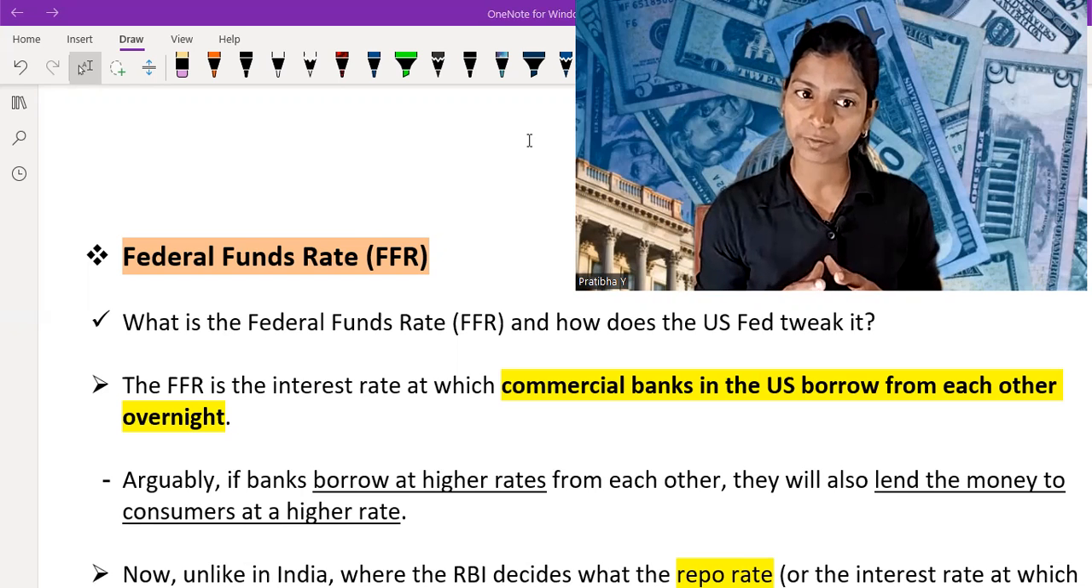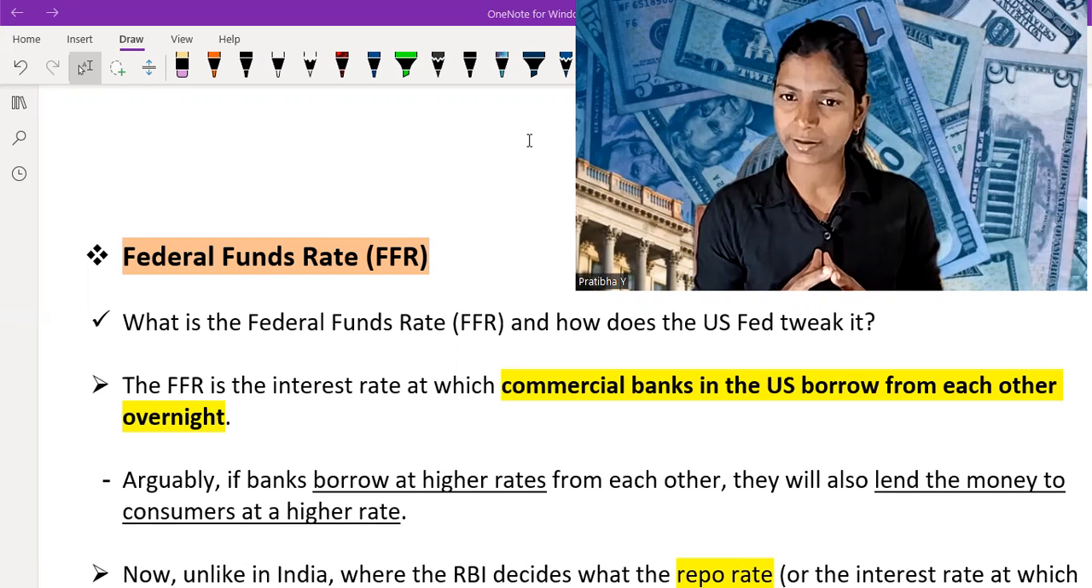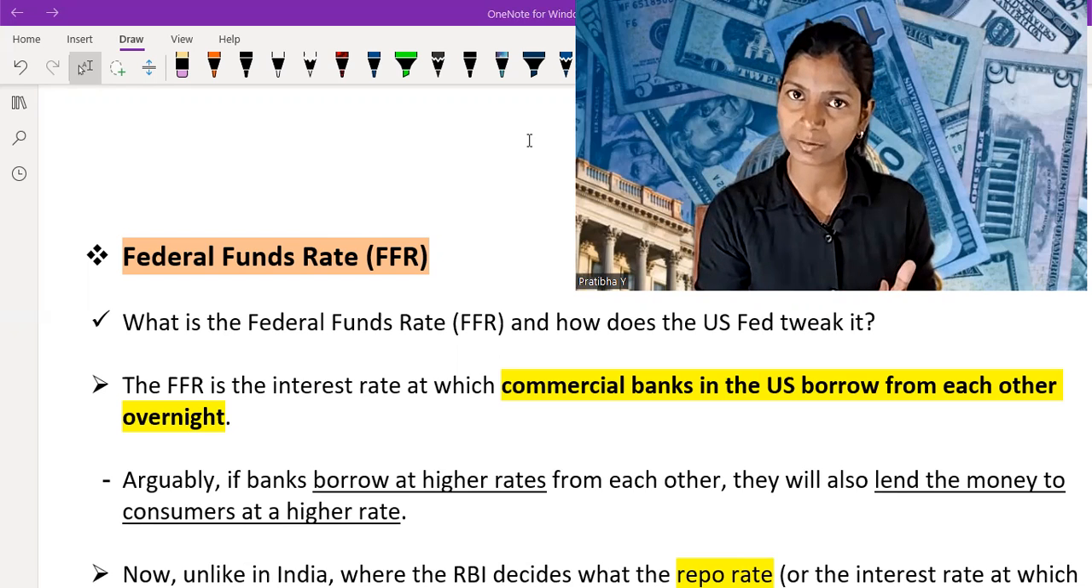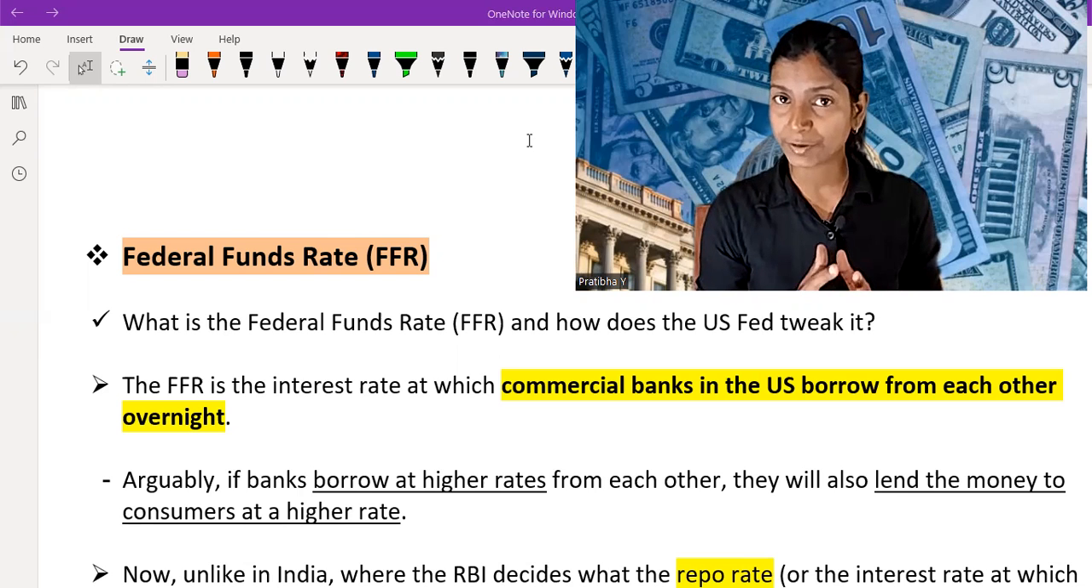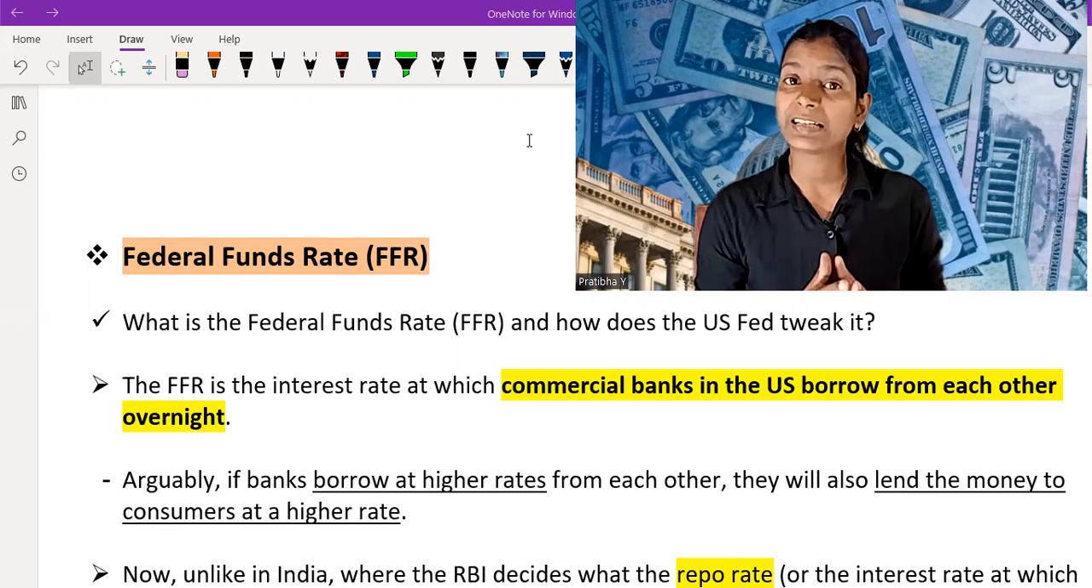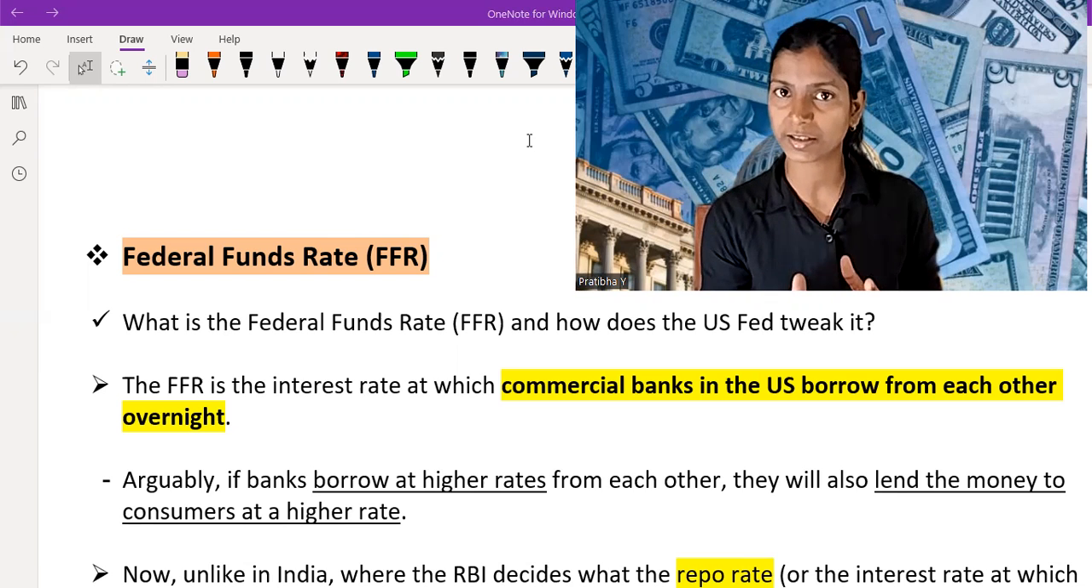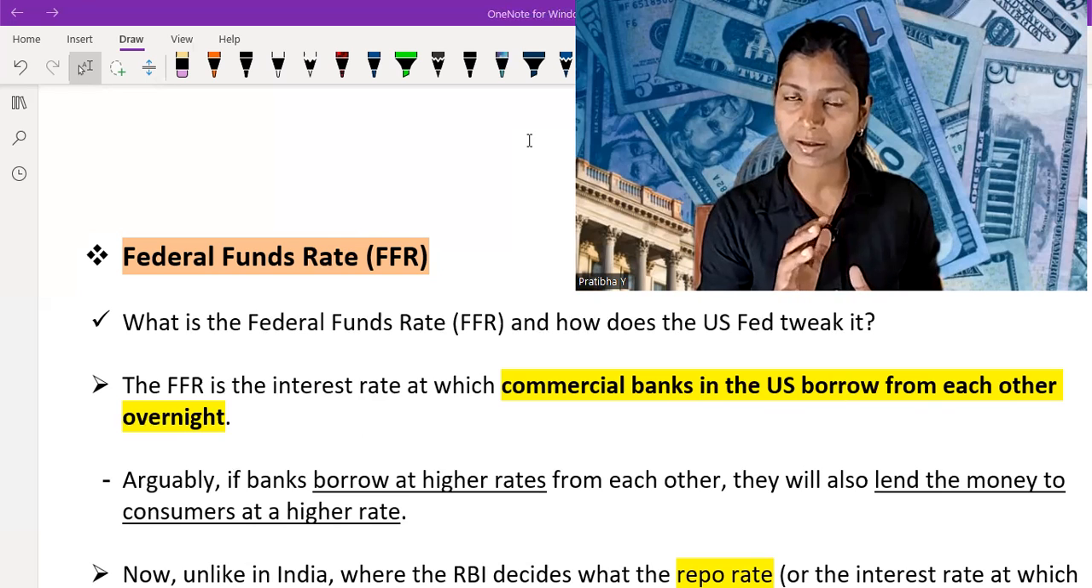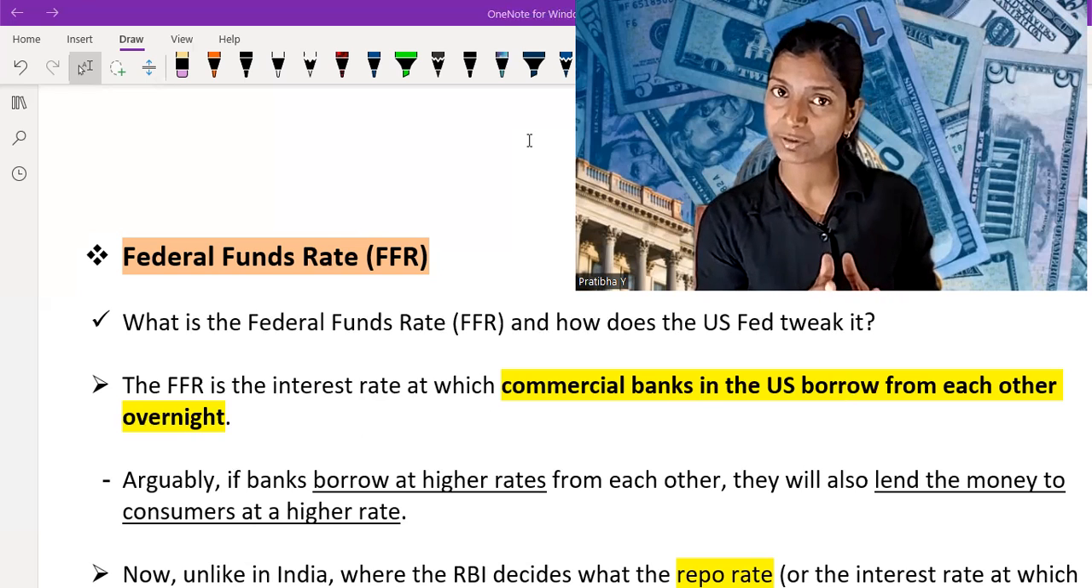So the federal funds rate is basically overnight lending of money from one commercial bank to another commercial bank. And we know that if money supply is less in the market, the commercial bank charges a higher interest rate when it lends money, and also when it gives money to the people, it charges a higher interest rate. So the Fed of the USA does not directly interfere with the federal funds rate, FFR, but it tries to interfere in the market by controlling the money supply.